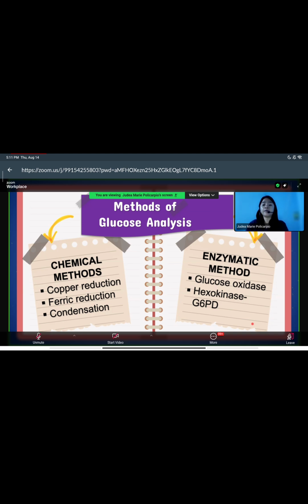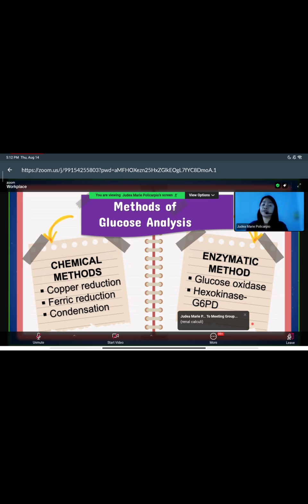Kasi alam niyo ba na yung ascorbic acid na yan, kapag napunta yan sa kidneys, pwede yang mag-transform into oxalate. You can end up having calculi. Pwede kang magkaroon ng renal calculi dahil sa ascorbic acid.